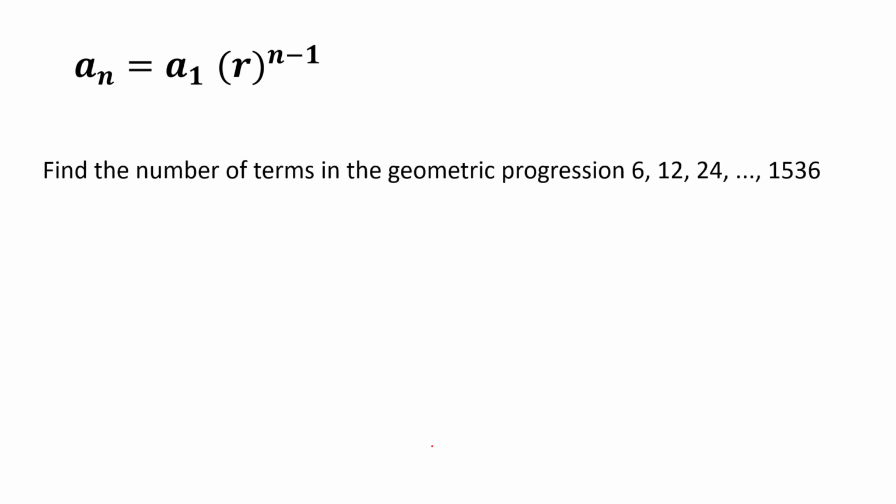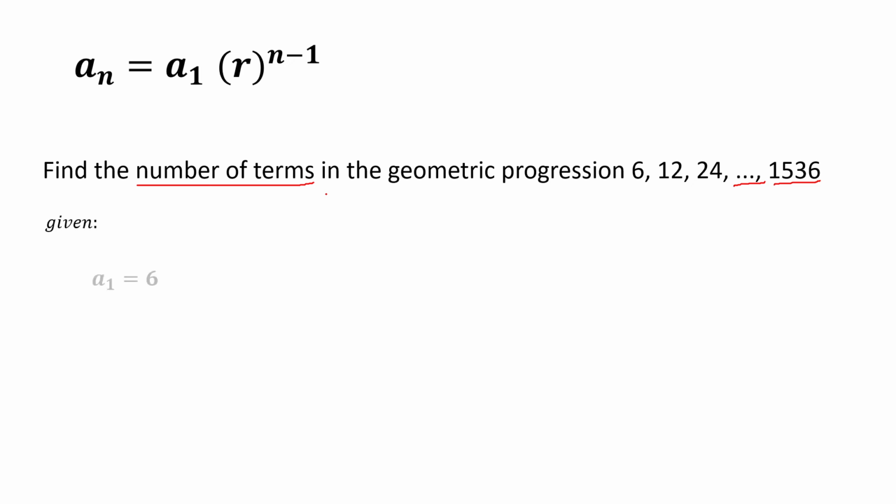So find the number of terms in the geometric progression 6, 12, 24, and so on. And if you notice merong dot dot dot, this dot dot dot means merong mga terms sa gitna, and nilagay niya yung pinaka last na term. And take note, ang hinahanap is number of terms. Ilang terms meron sa progression natin, or ilang terms meron sa sequence natin.